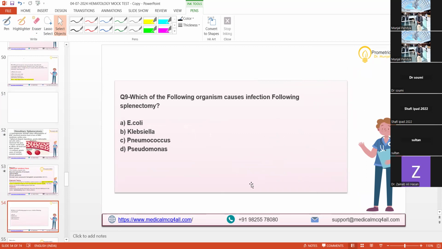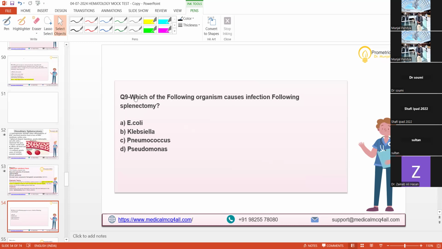So, which of the following organisms cause infection following splenectomy? The spleen is the largest lymphoid organ God has given in our body, situated in the left upper hypochondriac region. Other lymphoid organs are the tonsils, Waldeyer's ring, lymph nodes, and so on. These are all lymphoid and immune cells which help to prevent infection.